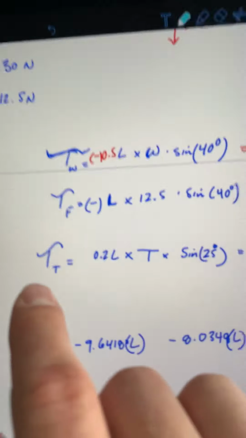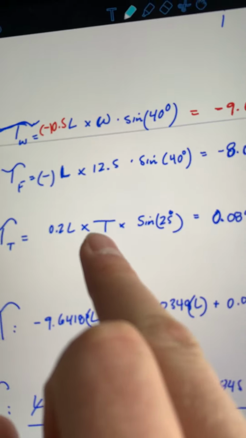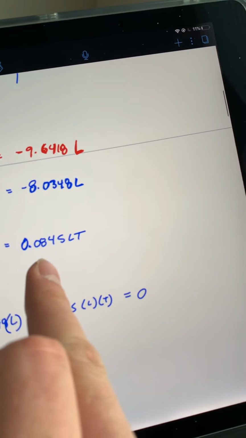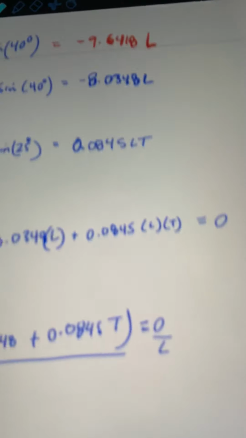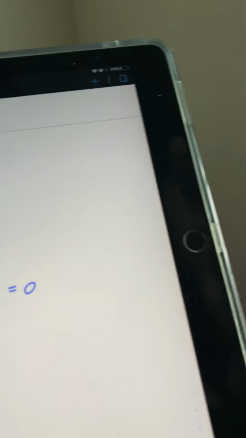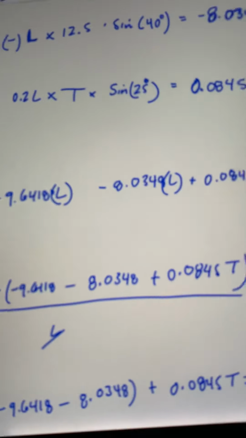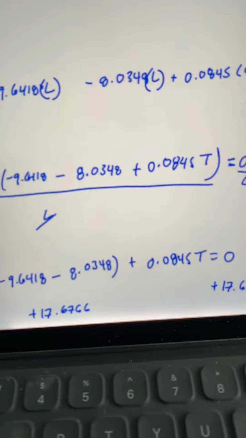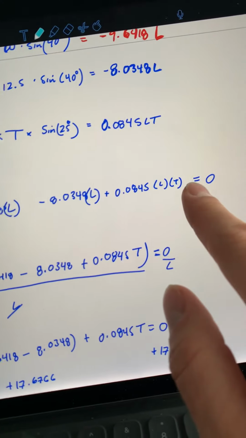And then the torque from the tension of the tendon is going to be 0.2 L, and that's just 1/5 L, so 0.2 L times the force, which I don't know, times the sine of 25. And that gives me 0.0845 LT, okay? So the sum of all these things has to be equal to 0. That's the deal with static equilibrium, which I'm assuming the question is in. It doesn't really specify, but that's the only way this makes sense. So you end up with this minus this plus this equal to 0.